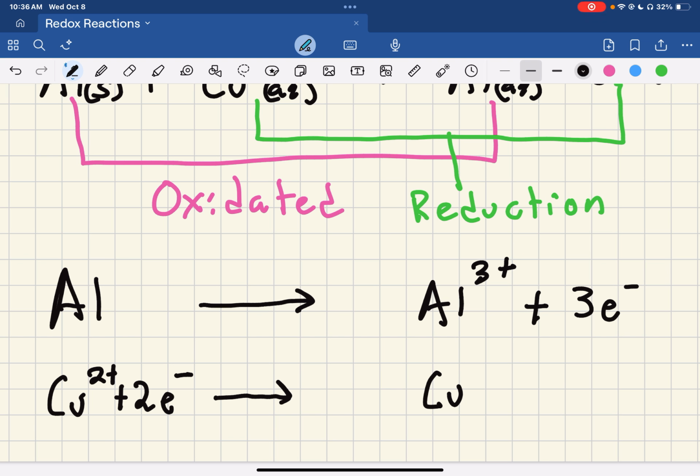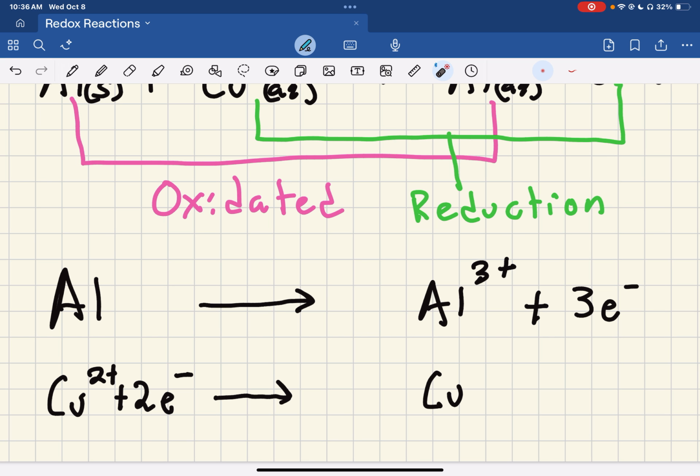Everything's good to go. Okay, now here's the next step, and this is the step that oftentimes confuses students. What do I do now? Well, ultimately, I want to get rid of the electrons, because that's kind of what this is all about. But you notice that I can't. When I add these two together, they're not going to cancel each other out because this is 2 over here and this is 3. So I've got to get them to equal each other.